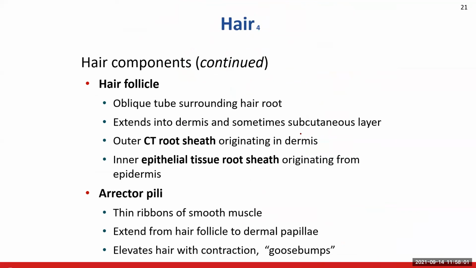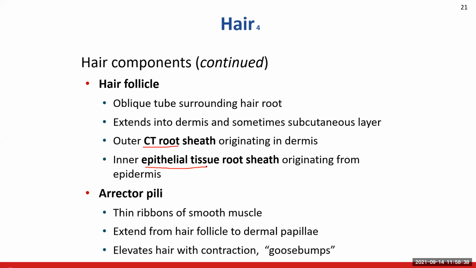All right, two other parts to the hair, and then we're done with hair. Hair follicle and the erector pili. How I describe the relationship between the hair follicle and the hair is, it's like wearing pants. Think of your leg as the hair and the pants as the hair follicle. So the hair follicle is going to surround the hair root. We're going to see the outer portion of it is going to be a connective tissue. And then the inner portion of the hair follicle is going to be epithelial tissue.